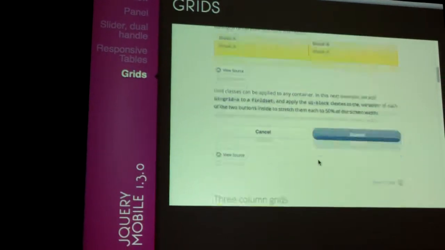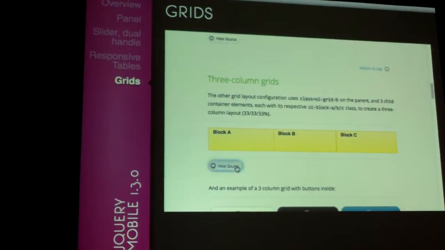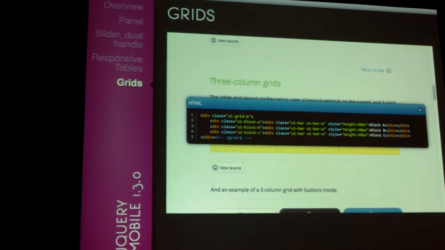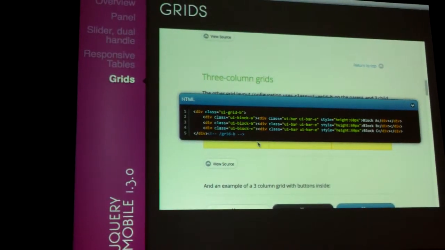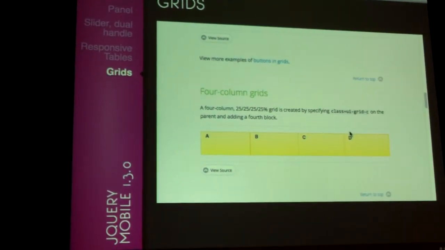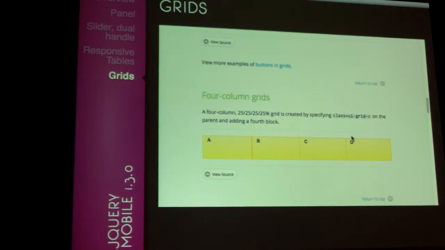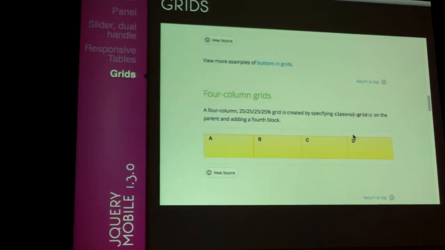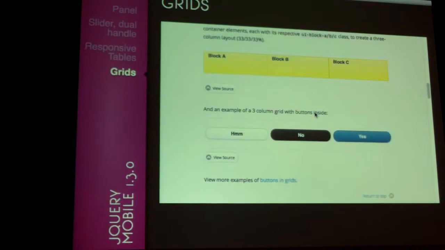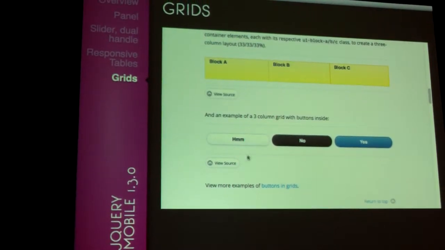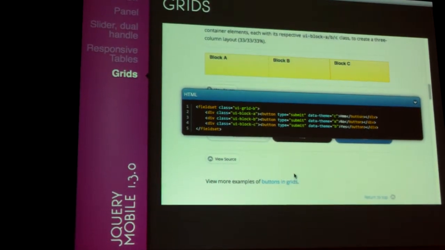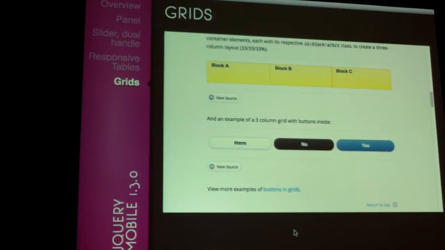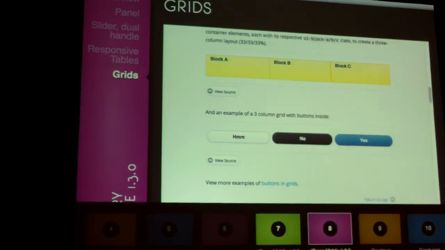If we wanted to do more columns, say 3 columns, all we would do is increment to UI-grid-b, and then just have the number of blocks in there. That's the same pattern that goes for everything. If we want to do 4 columns, it would be UI-grid-c, 5 columns UI-grid-d. I think you get the point. And you can have any kind of content in here. Here's 3 buttons that are placed side by side. And you can go to the demo site to get a lot more information about that.